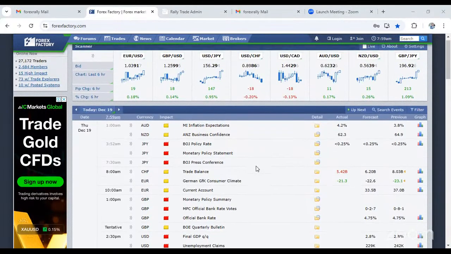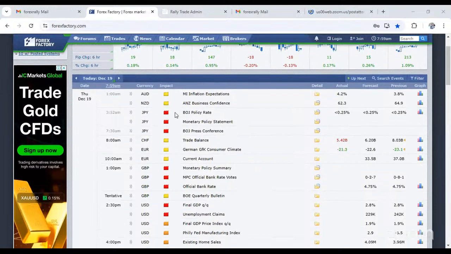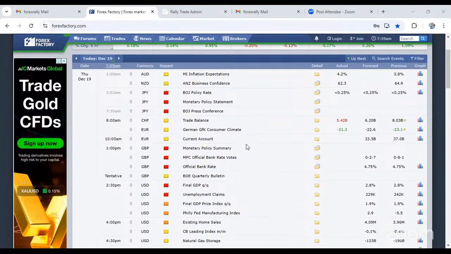For example, today is Thursday, guys. All of these red ones are the high impact news. High impact is another word for high volatility. So these are the high volatility news that we're expecting to rock the market, rock the day.